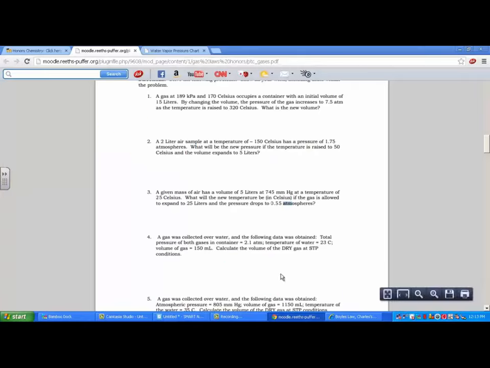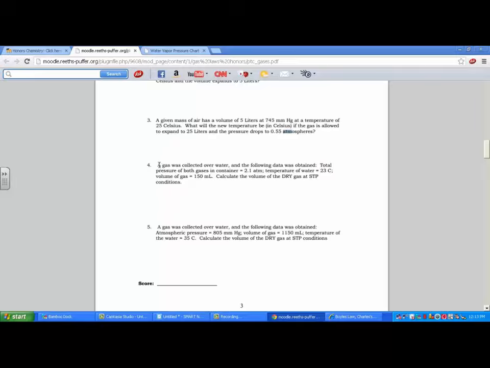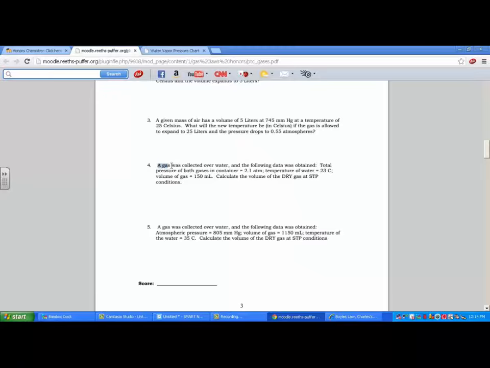What's next? Number 4, a gas was collected over water. Ding, ding, ding, ding, bells go off. This is an unusual problem. Collecting a gas over water means we have wet gas. So do you have this tool page ready? Question 4 and 5 will require this tool. It's called the water vapor pressure chart. Gotta have it. Soon as I read gas collected over water, whip out your water chart, my friends.